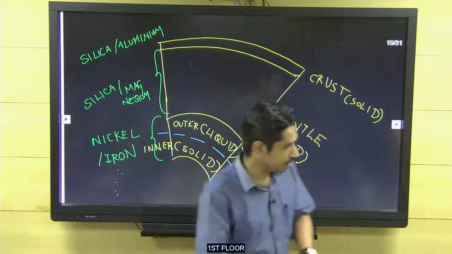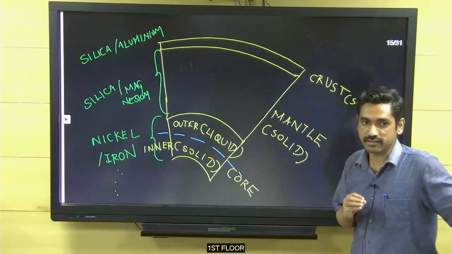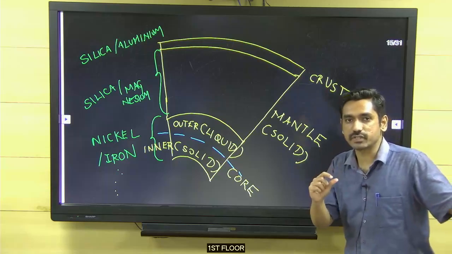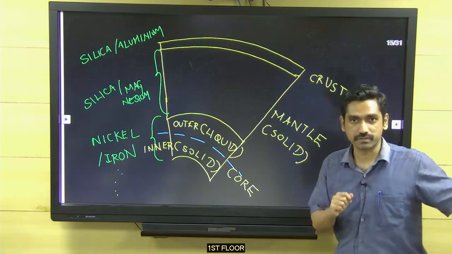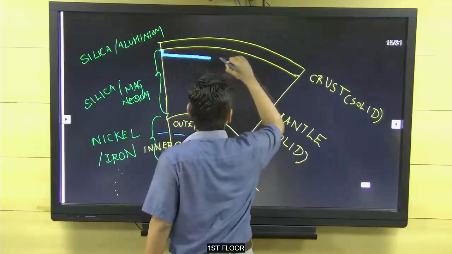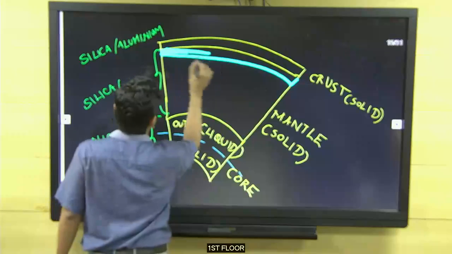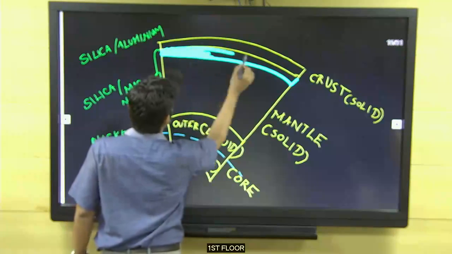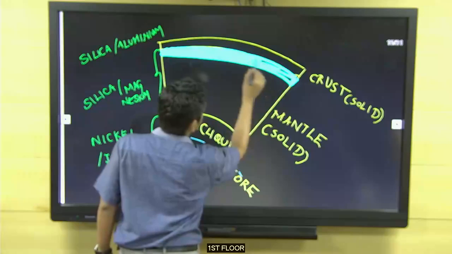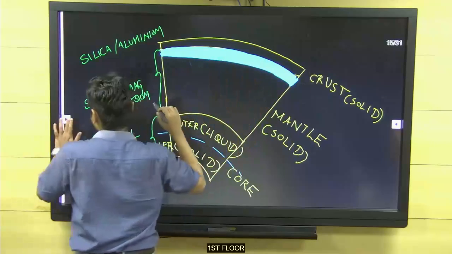Now, in this entire segment, a very important layer is missing, and that is what I'm going to add at the last. Of crust, mantle, and core, we are concerned about a small portion of mantle present at the top. It is called the asthenosphere. It is present right there, below the crust, the top portion of mantle. This is called the asthenosphere.